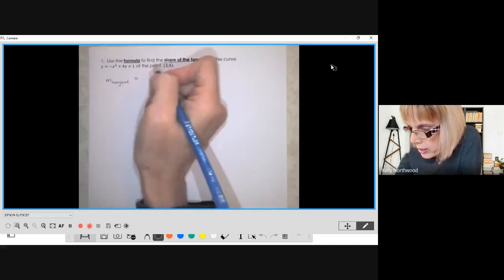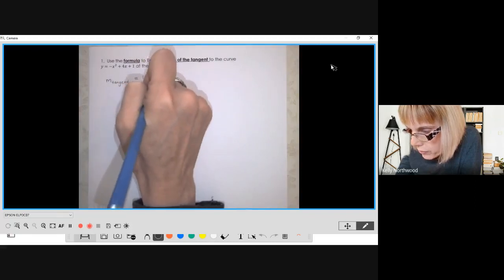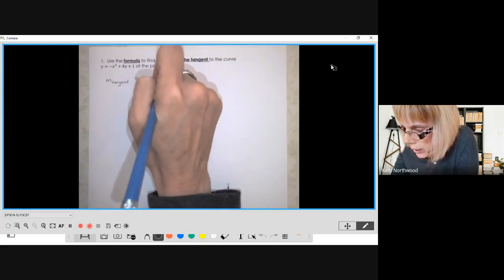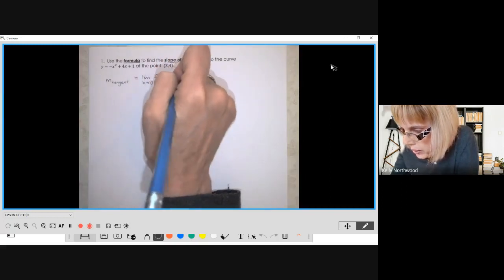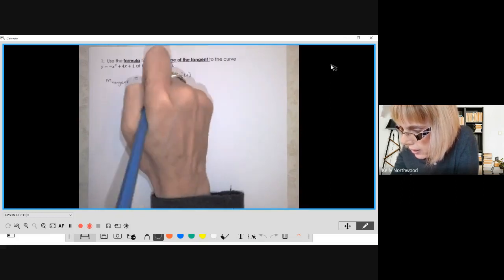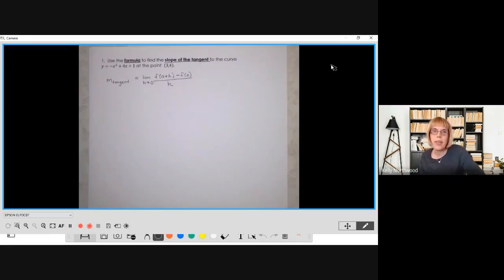So m tangent is the limit as h approaches 0. So this is our first principles formula. And for now, I'm going to just write the formula while we get used to it. f at a plus h minus f at a over h. So I've just written the formula out.